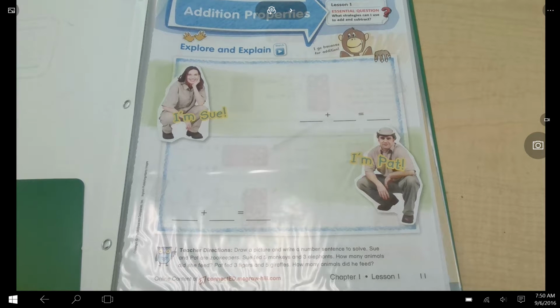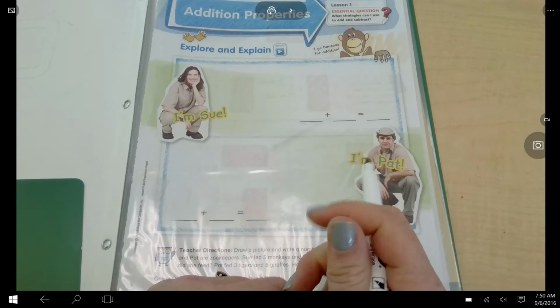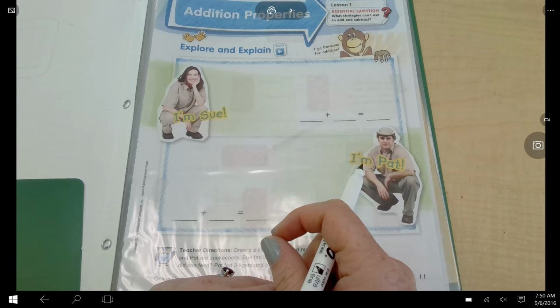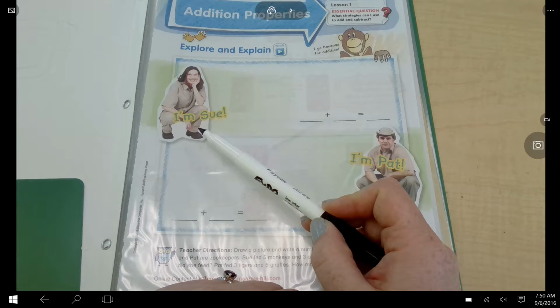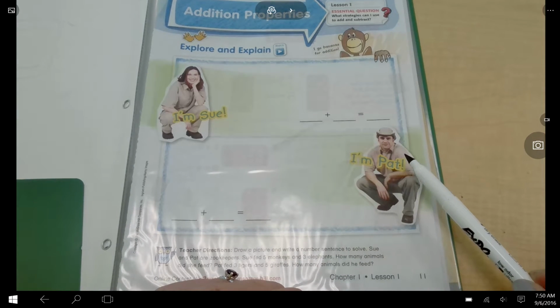Today we're going to be adding. Our directions tell us we need to draw a picture and write a number sentence. A number sentence basically tells us what we're going to do. 1 plus 2 equals 3 is a number sentence. So today we're going to look at Sue. This is Sue. Sue fed some elephants at the zoo, and so did Pat. This is Pat. He also fed some elephants at the zoo. We're going to write number sentences and draw a picture for what animals they fed.